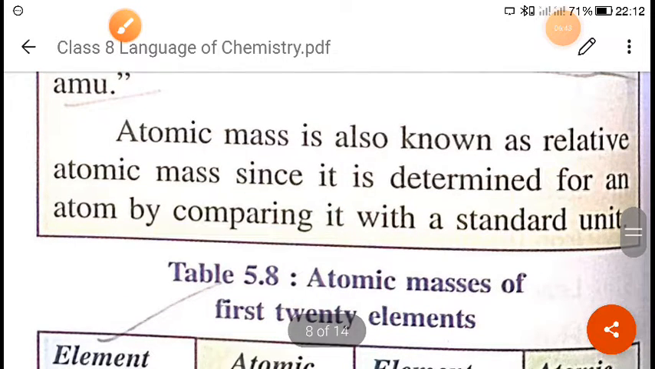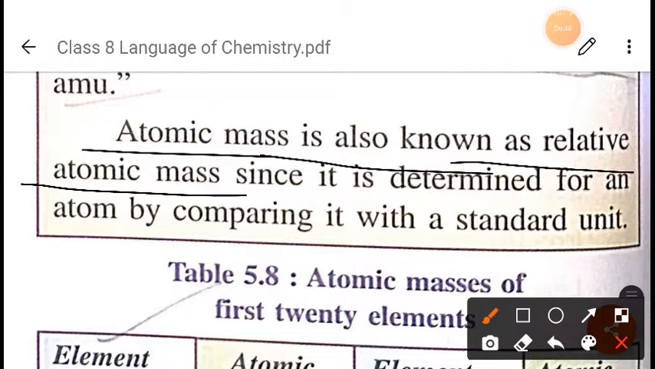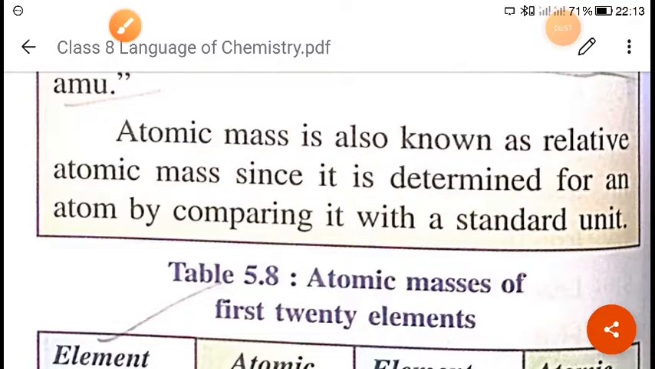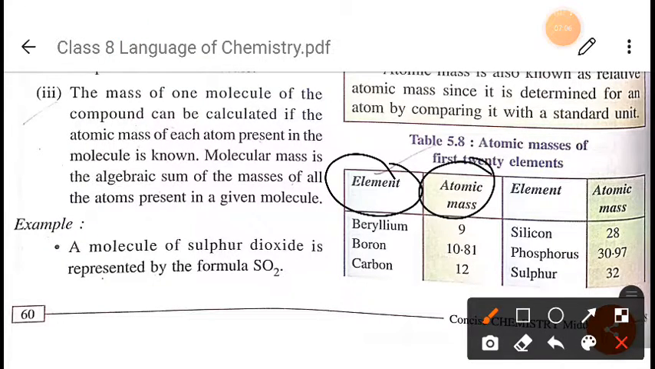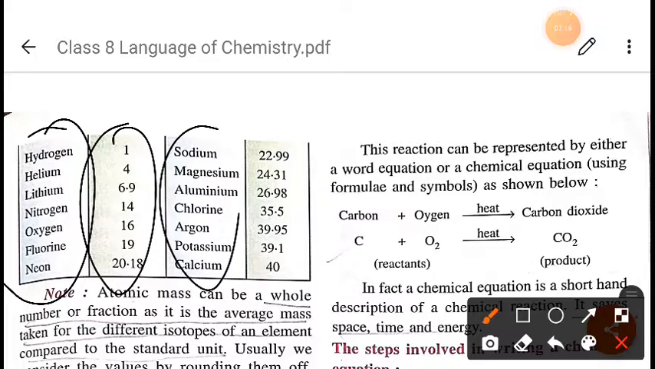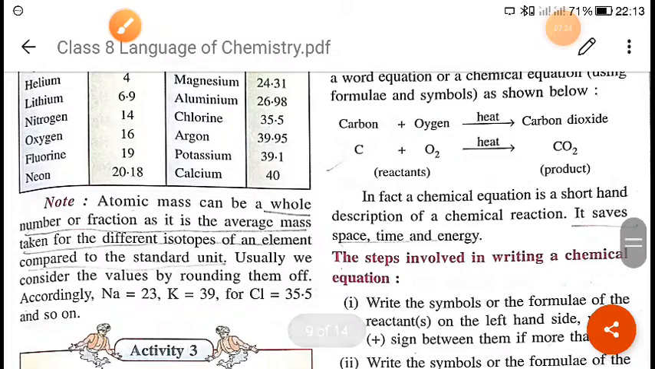How can we define atomic mass? Atomic mass is also known as the relative atomic mass, since it is determined for an atom by comparing it with the standard unit. Now there is a table in which elements and their atomic masses are given. As you can see, 20 elements are given here, and from there you can easily find out the molecular mass.